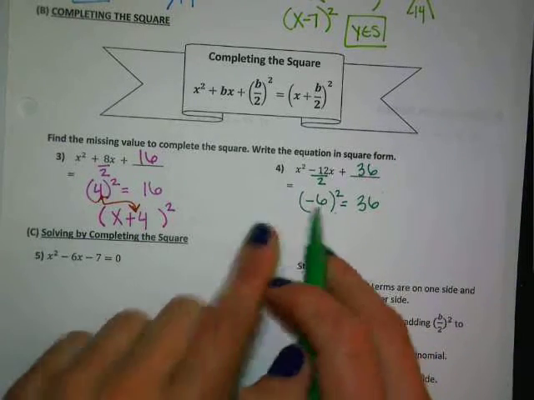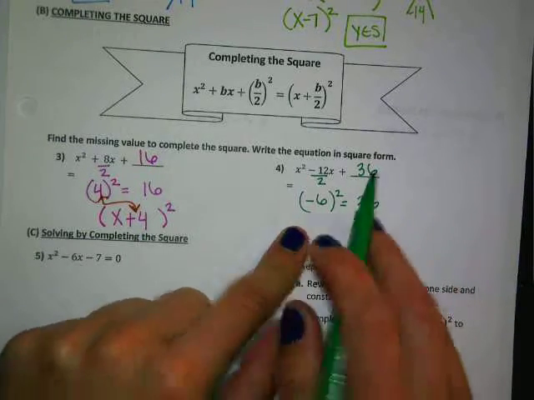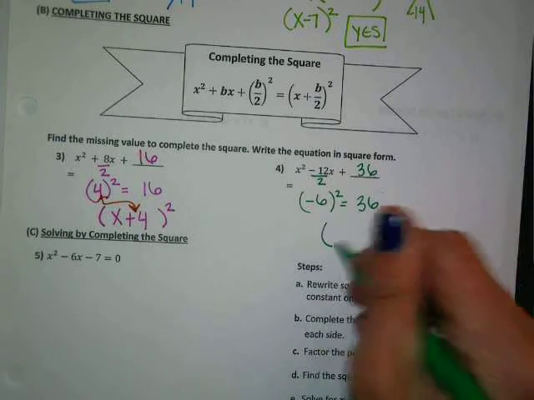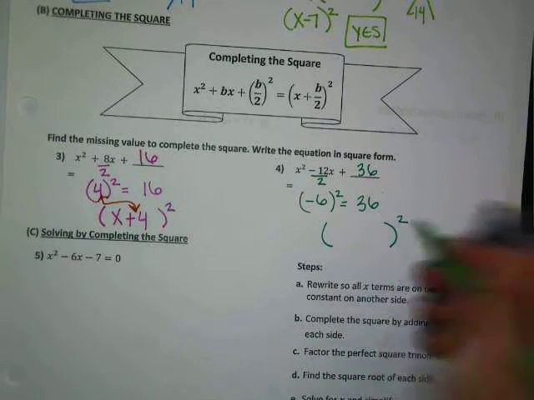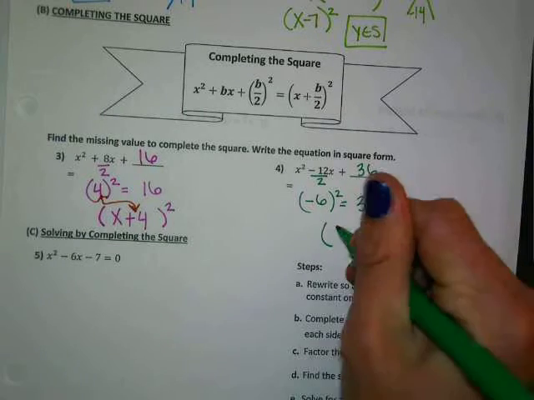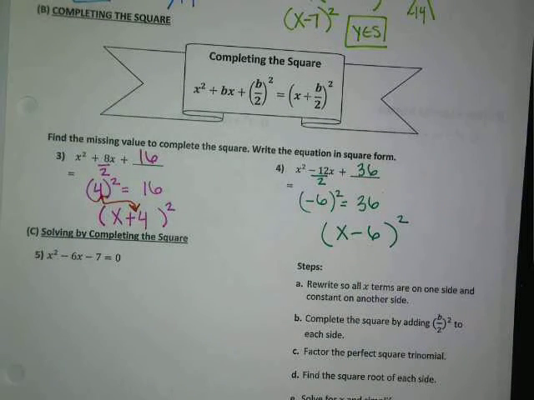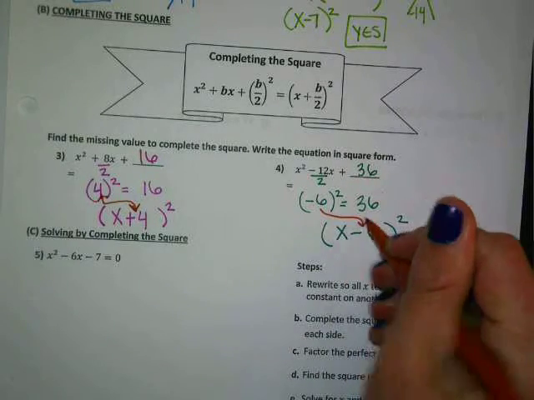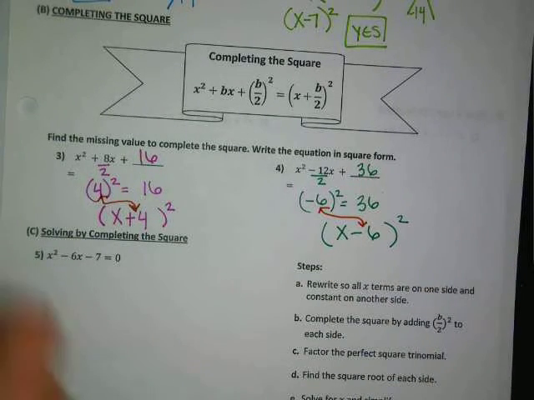Keep in mind, because we are always going to square, your magical number will always be positive. Now if I wanted to write this as a perfect square in square form, x minus 6 squared. And you can always check because those numbers will be the same.